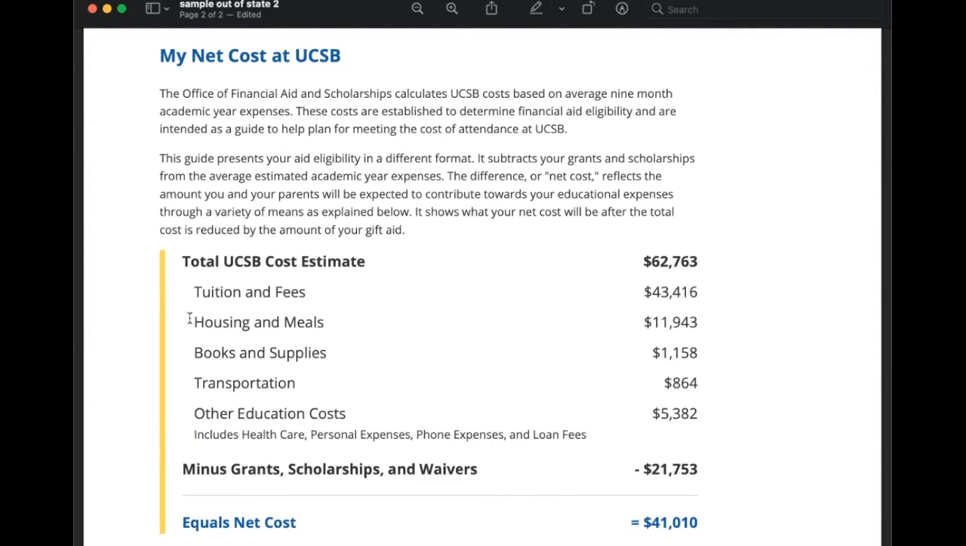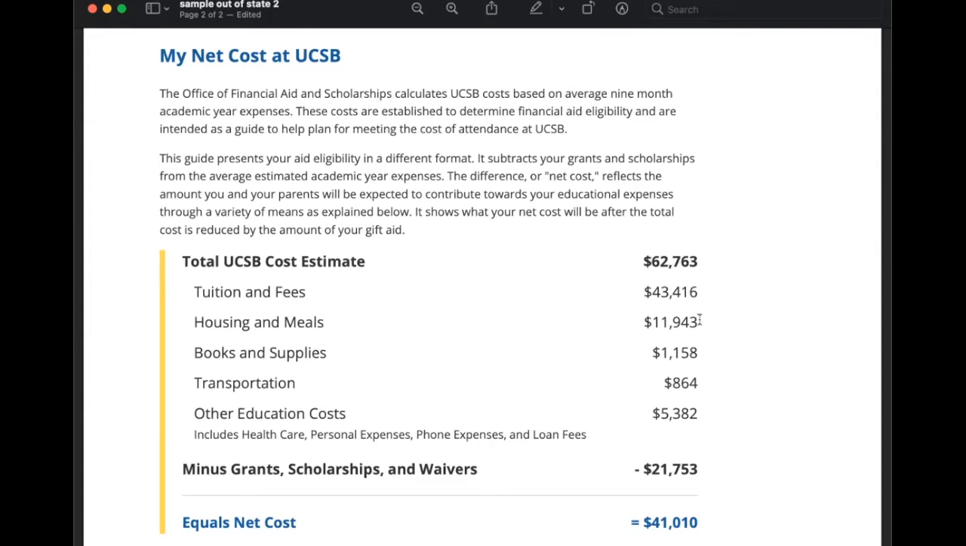Now, when we get to these next parts, these are more estimates rather than hard expenses. Usually what financial aid offices do for housing and meals is estimate how much it would cost a student to live in the area and pay for food. It also depends on whether the student is living on or off campus. In this student's case, they said they were living on campus, and so housing and meals was estimated to be about $12,000. Now, that's not always true. That's not a true cost necessarily.